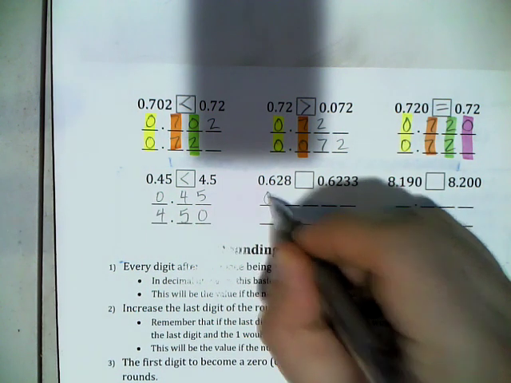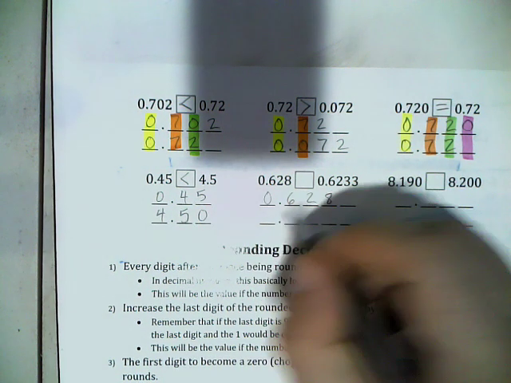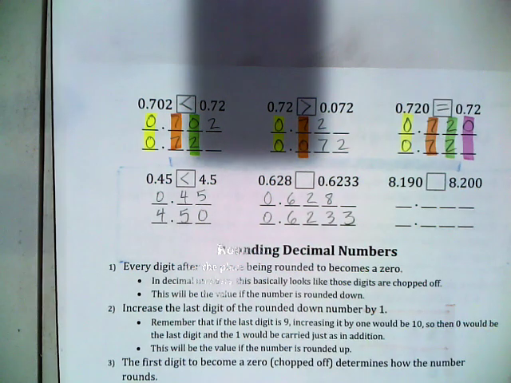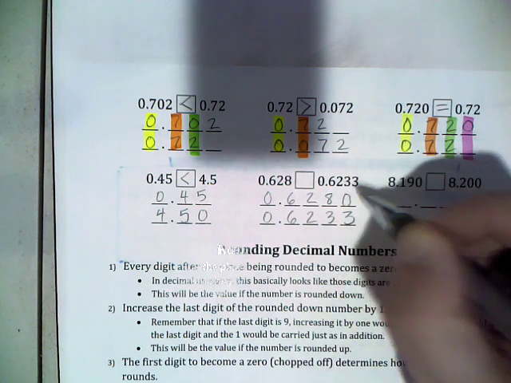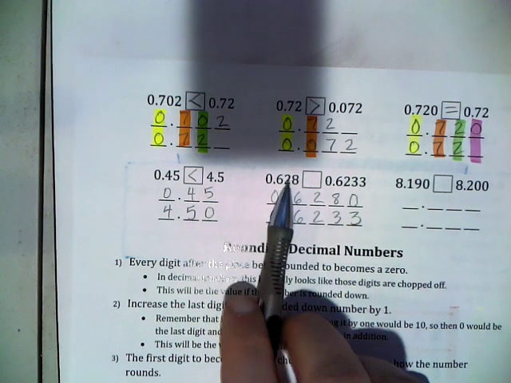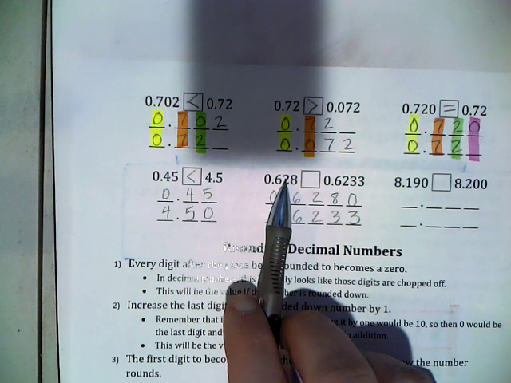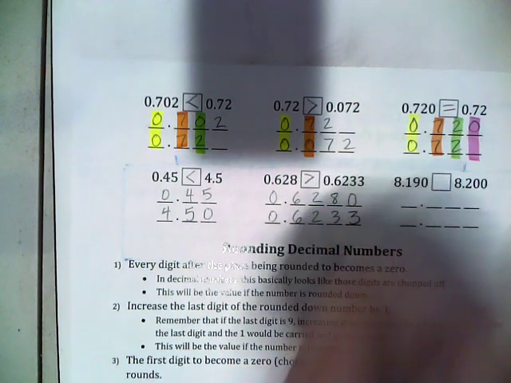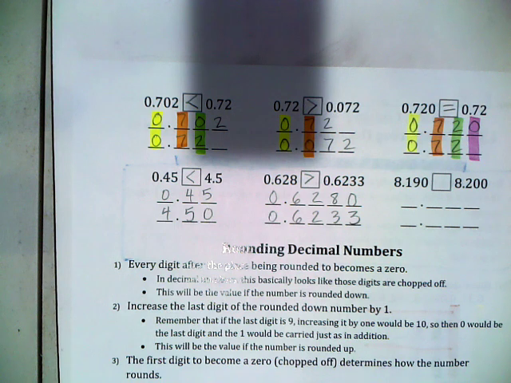All right, next one, 0.628 compared to 0.6233. We can obviously see there's going to be a 0 filled in here. So if I ignore that decimal, that top number looks like 6,280 versus the bottom number looks like 6,233. Well, they both have 6,200, so which one's bigger, the 80 or the 33? Well, obviously the 80 is bigger, so it's the 0.628 that's greater than 0.6233.